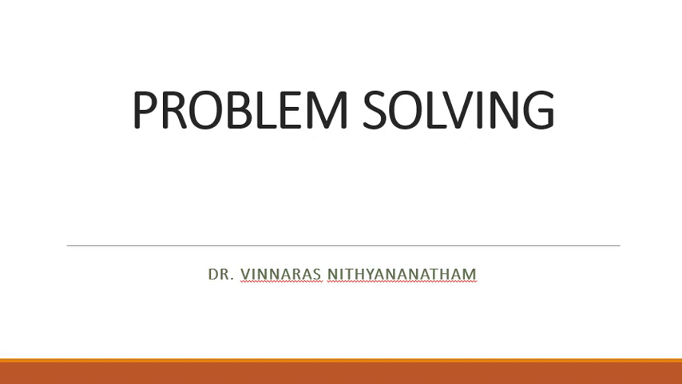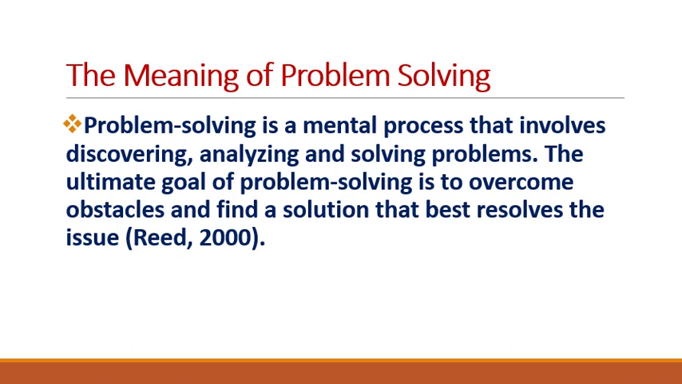What do we mean by problem and problem solving? The meaning of problem solving is a mental process. It is a mental process, through our cognition, our thinking, that involves discovering something, analyzing something, and solving problems. Find some alternative. Problem solving is a capacity by which we utilize our mind to discover new things, to analyze the aspect, and to find a new solution or alternative. That comes under problem solving.